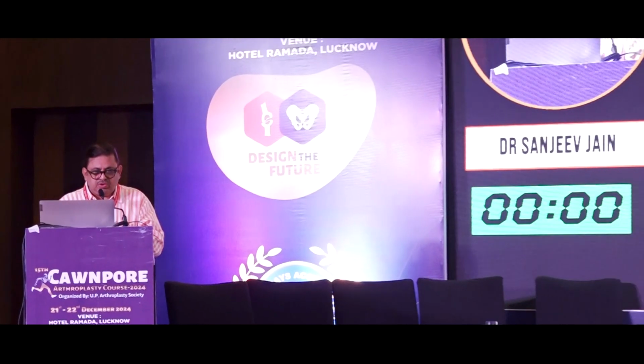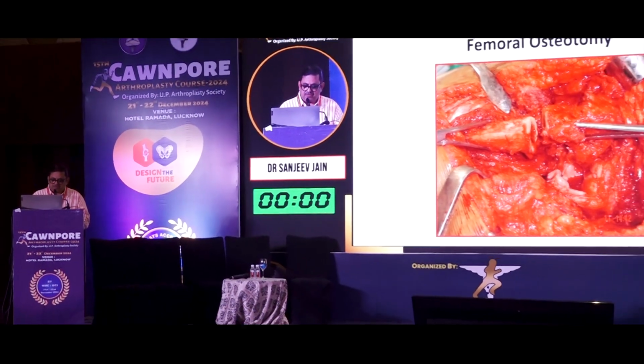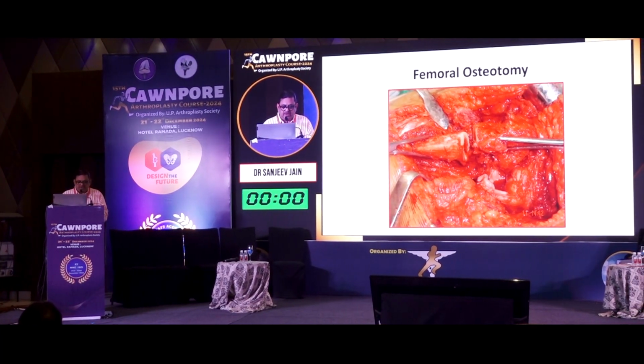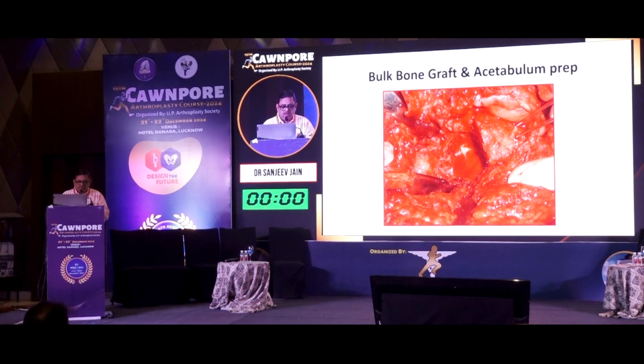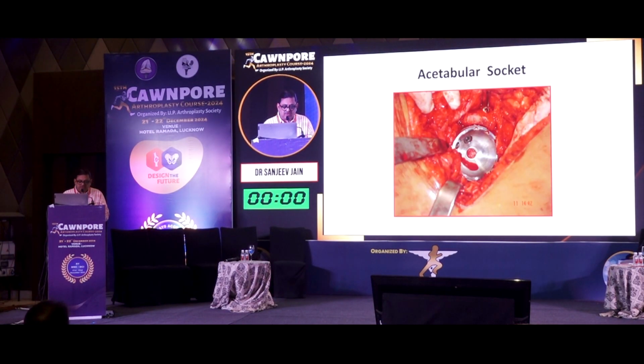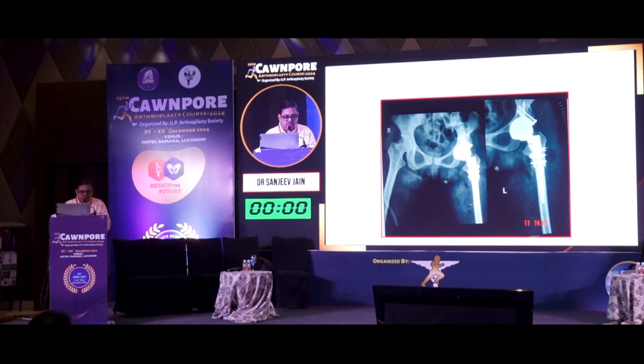But you need to shorten the femur later on because this makes your acetabular reconstruction easier. If you do the osteotomy here, this makes your procedure very easy, and you can really bring the femur forward and you can reconstruct the socket very well. So reconstruct the socket, and finally this is the way you put a socket. Later on you do the subtrochanteric osteotomy.